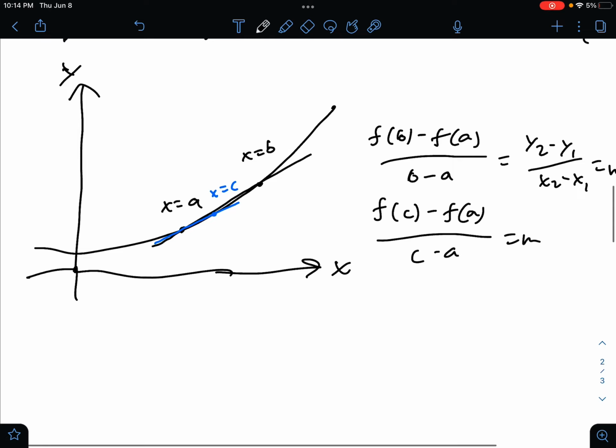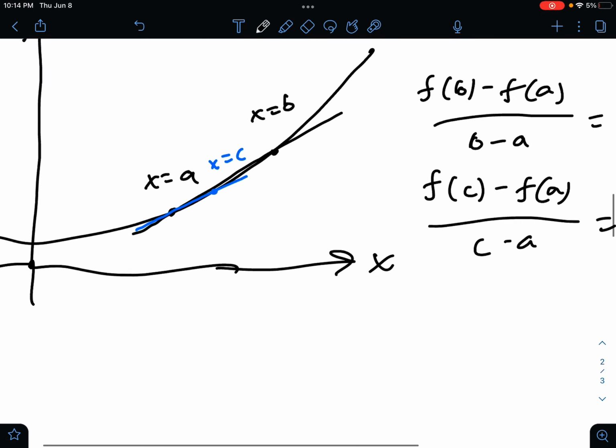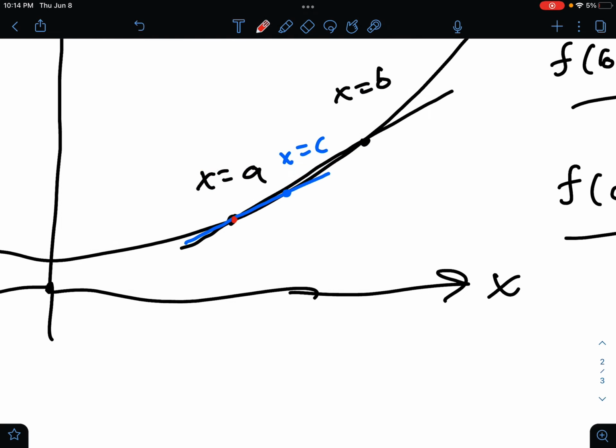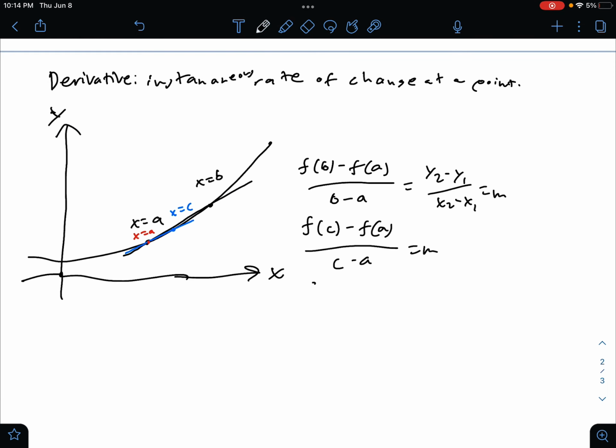Now you might be thinking, well, what if we just pick the same point to be here? Let's just pick another point right here, exactly at where a is. So x equals a again. Now, here's where we run into a problem. We can't pick the exact same point because it would result in a value that is indeterminate. The denominator would be 0, so that wouldn't give us a definitive slope.